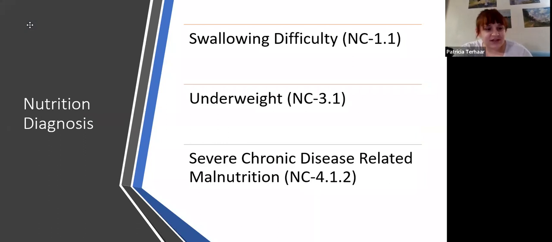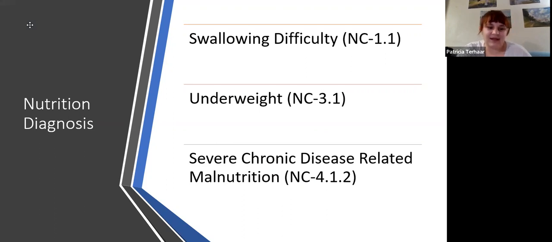For the nutrition diagnosis, I had 3 PES statements. So the first one was swallowing difficulty related to Sjögren's syndrome, as evidenced by prolonged chewing and feeding time, decreased food intake, avoidance of harder foods, need to drink water in order to swallow foods, as reported by patient.